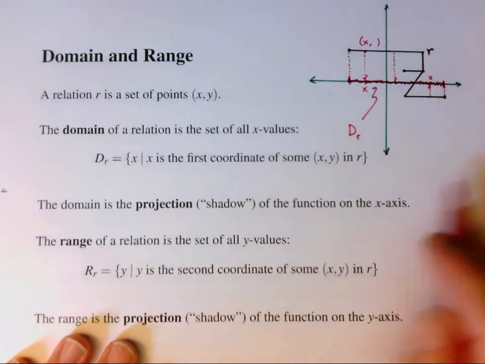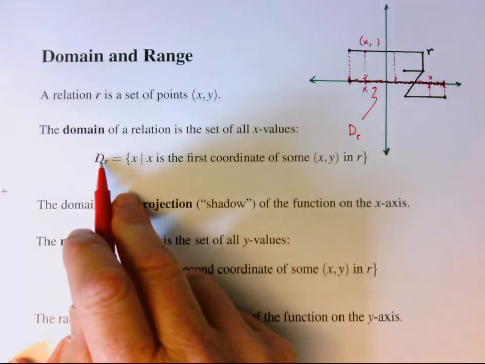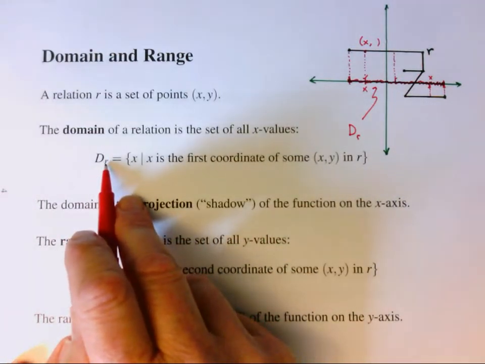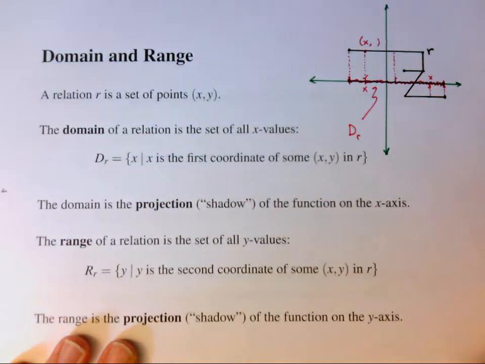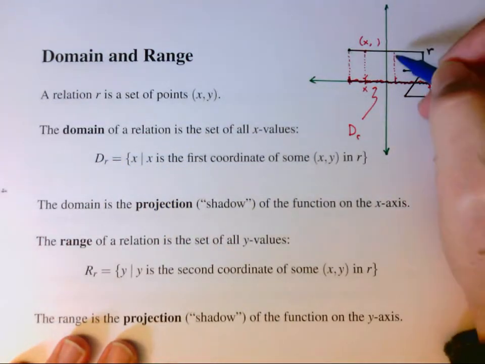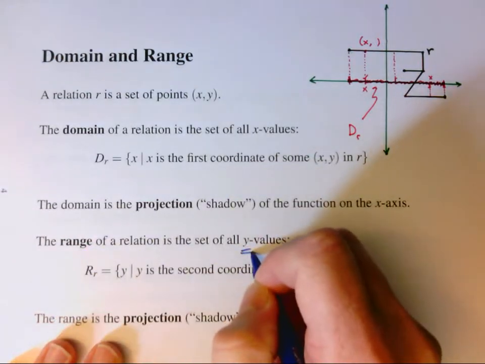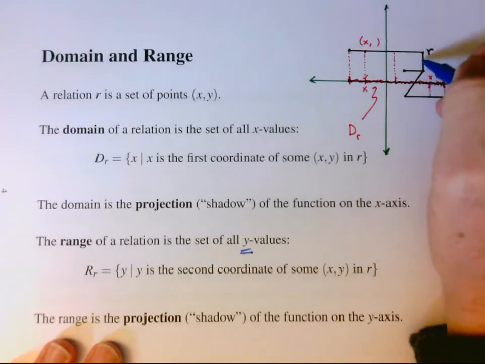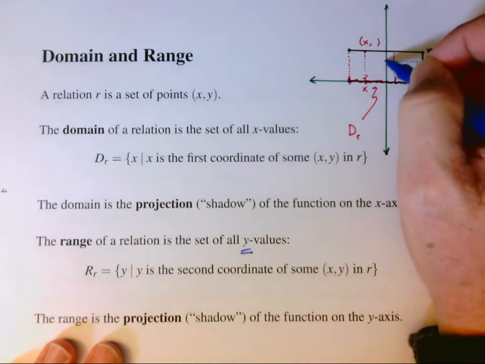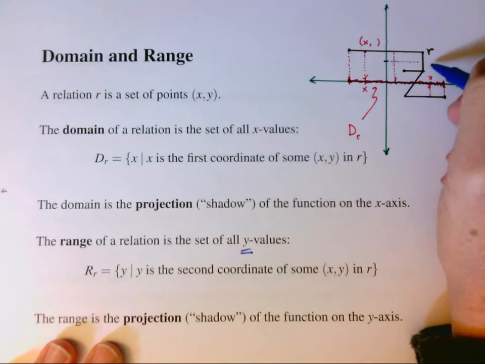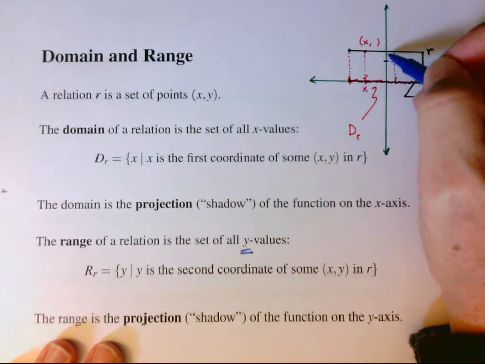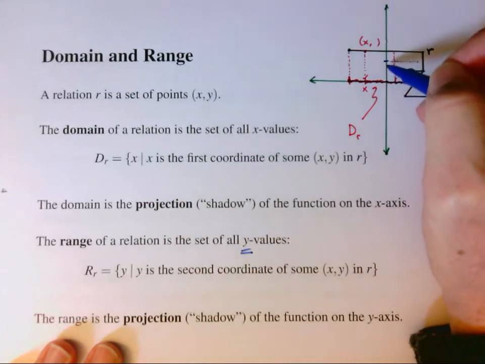And we very often abbreviate: we use a capital D for domain, and we use the name of the relation as a subscript just to save some writing. Now, the range is the set of all the y values. So that means if you start at the relation and move horizontally to the y-axis, then you've located a point in the range. The domain lives in the x-axis. The range lives in the y-axis. It's the set of all y values.